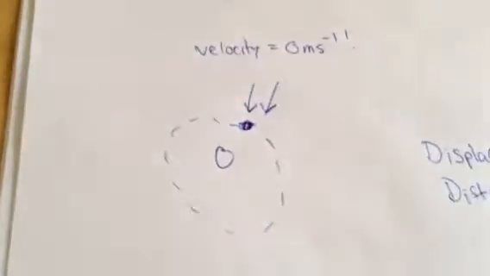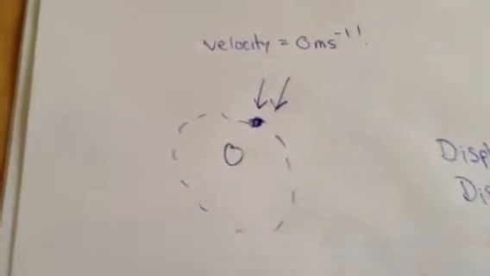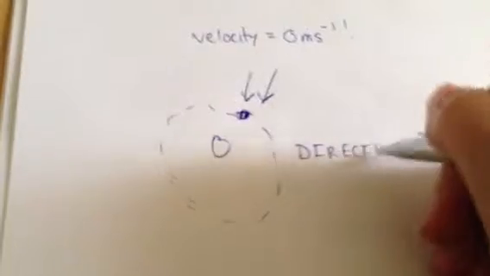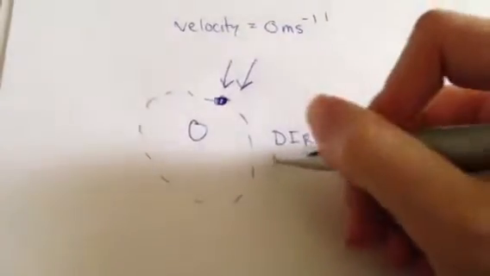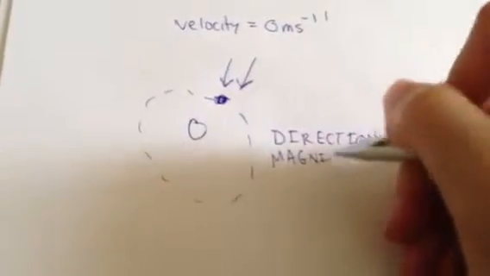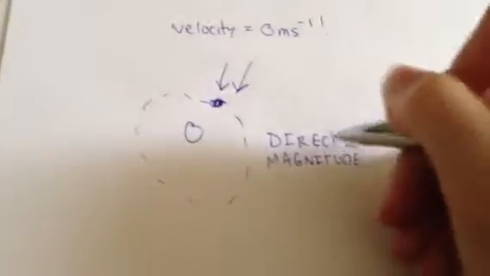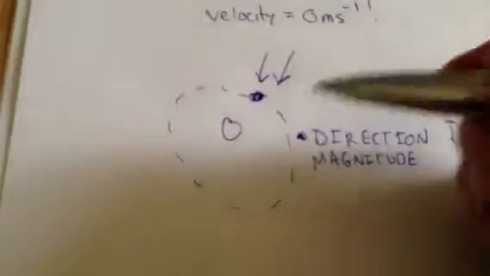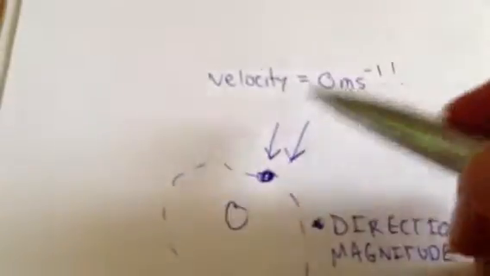And that's because velocity is a vector quantity, meaning that it requires both direction and magnitude. And because it essentially finished where it started, there's no direction to displacement. So therefore, we've basically got a velocity of 0.